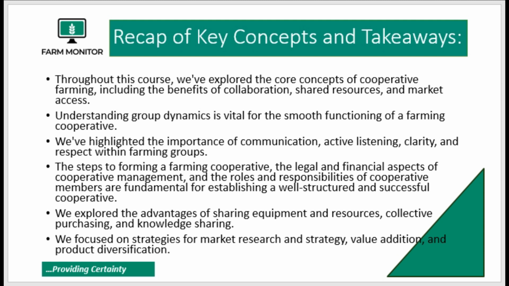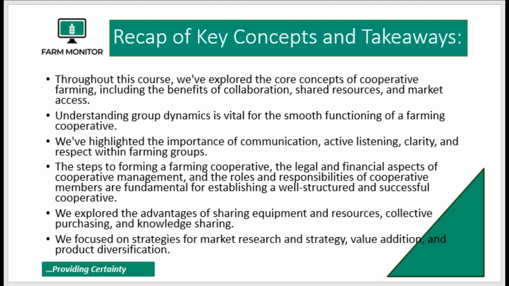We highlighted communication and its importance in cooperatives. We highlighted the importance of active listening, clarity, and respect within farming groups. Good communication is essential for resolving conflicts, for making decisions, and for building trust. We looked at the steps to forming a farming cooperative. We discussed the legal and financial aspects of cooperative management. We talked about roles and responsibilities of cooperative members, and we emphasized the importance of establishing a well-structured cooperative.